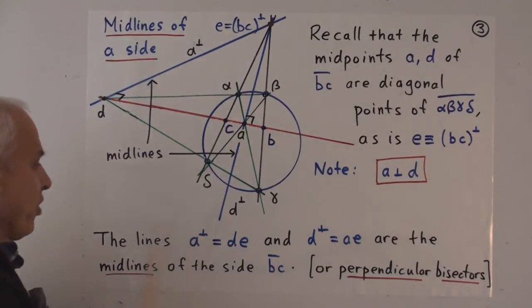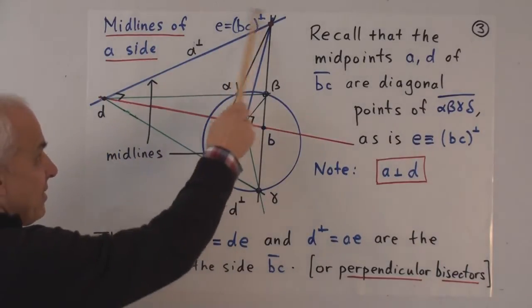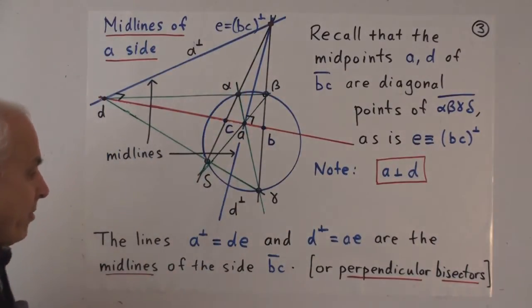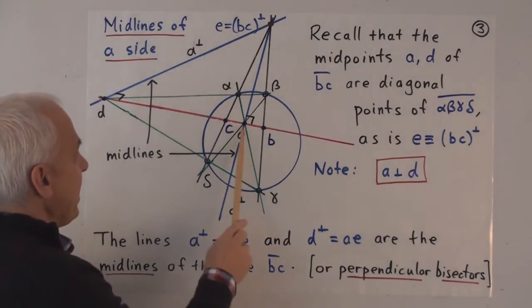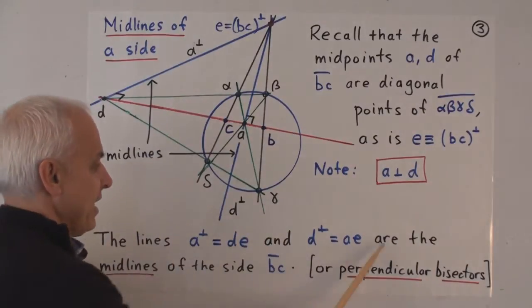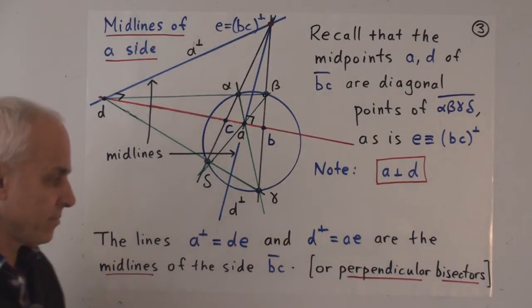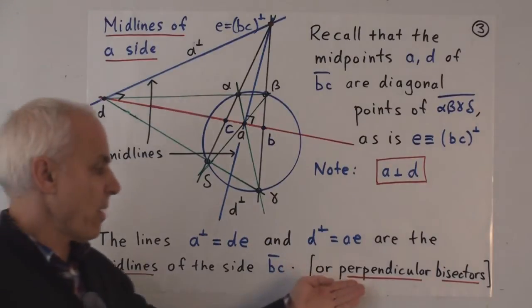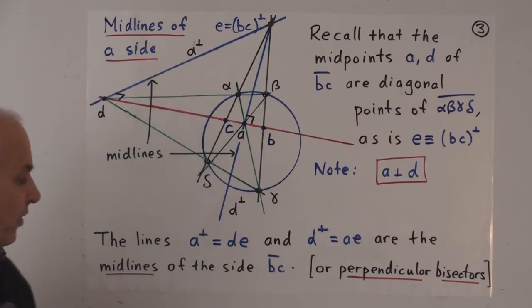So the lines A perp, which is DE, where E is this dual point BC perp, and D perp, which is AE, these are the midlines of the side BC. In Euclidean geometry, we would call them perpendicular bisectors, and we can use this terminology also, but I prefer to use the term midline.